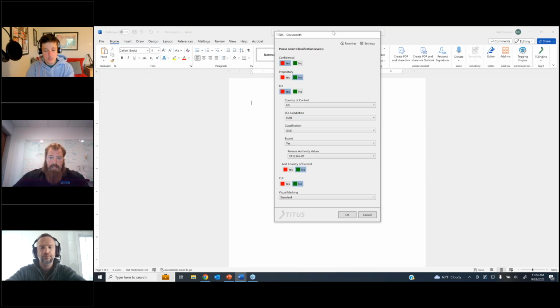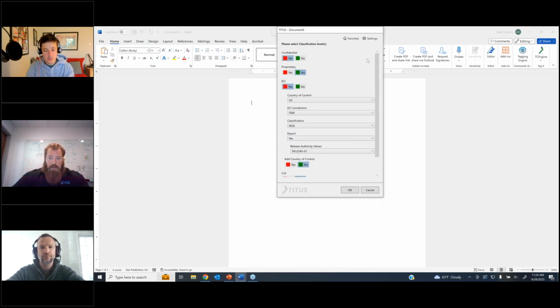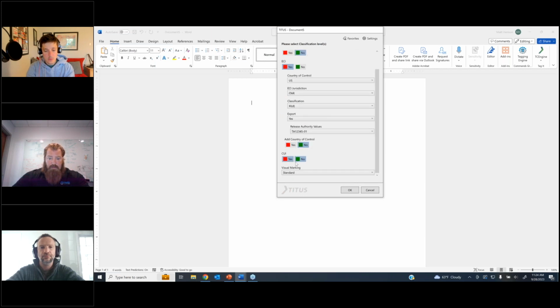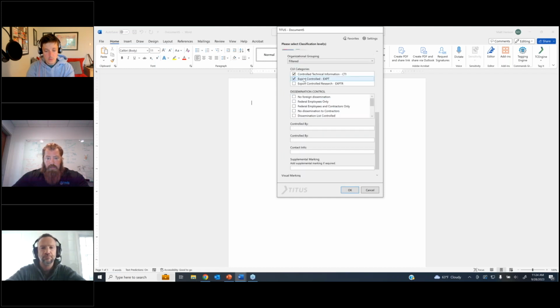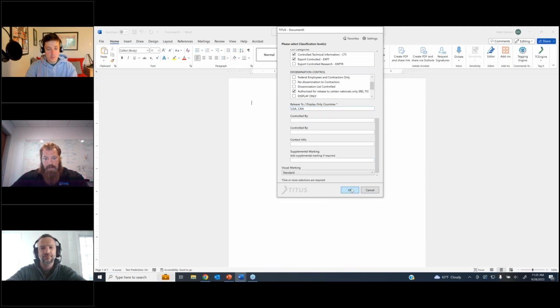Now, we talked about the ECI CUI overlap. If this information is ECI and also CUI, I know these are the definitions of ECI. Basically, when we look at the CUI designations, and perhaps we're going to export this, this is going to be REL TO. My apologies here, I need to type in the field. Perhaps we're going to release it to USA and Canada.